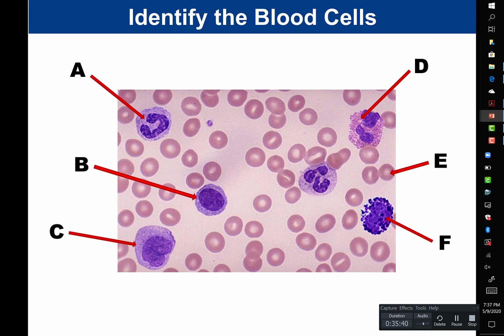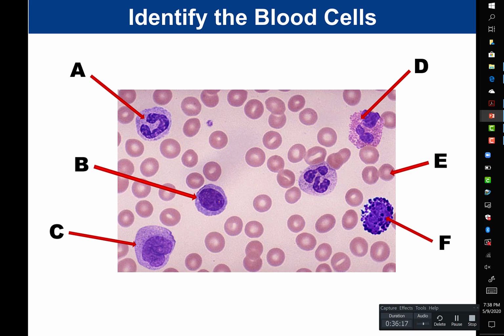So let's talk about A. What type of white blood cell is A? Answer, A is a neutrophil. It's an immature neutrophil that's called a band. What about B? What type of white blood cell is B? Lymphocyte. Lymphocyte is little. Notice how much smaller, especially next to C. Look at the difference in size. So B is a lymphocyte, little. The nucleus occupies most of the space in the cell.